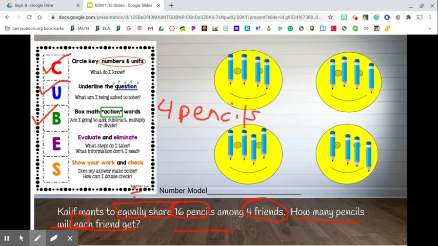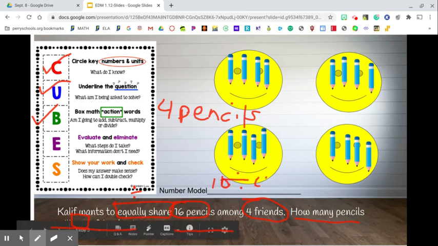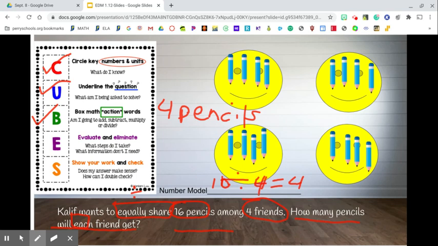And my number sentence for this one is going to be 16, because that's what I started with. And I divided them by 4 friends, and that equals 4 pencils. 16 divided by 4 is 4.